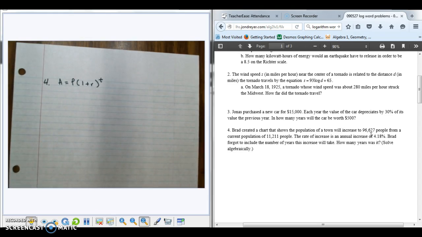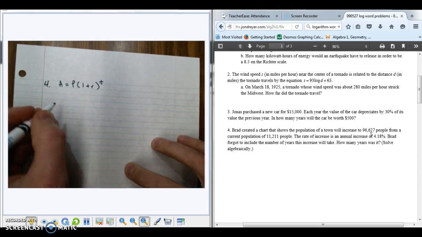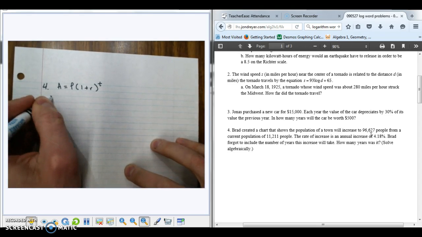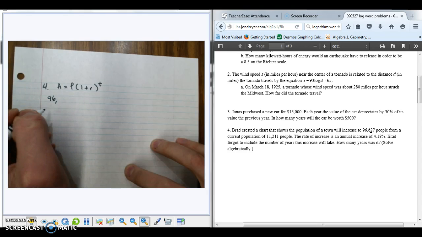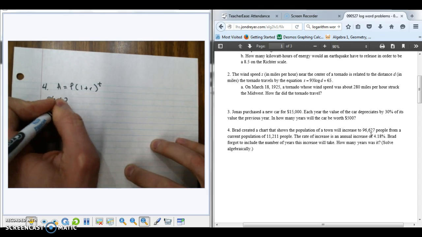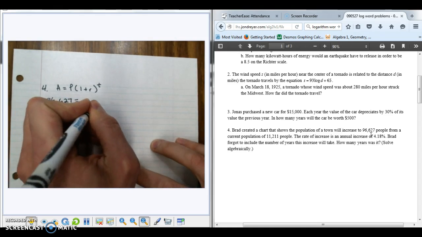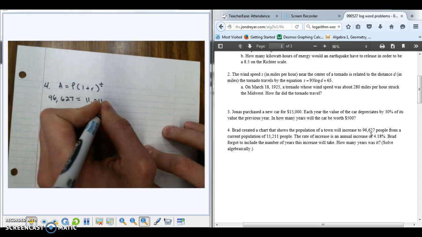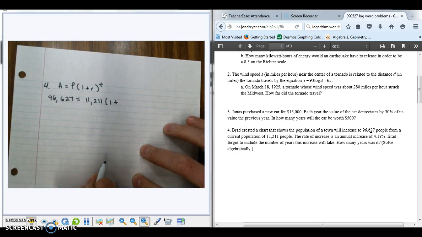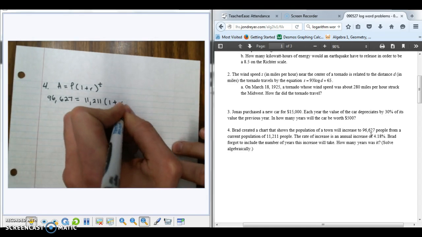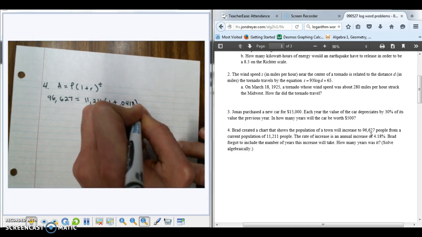All right? So now we have to fill in the numbers we know. It says it's going to increase to 96,000, so we're going to put the 96,627 where the A is. 96,627 is going to equal, how much do we start with? 11,211. And then we know the rate is going to be 1 plus 0.0418, to the t.